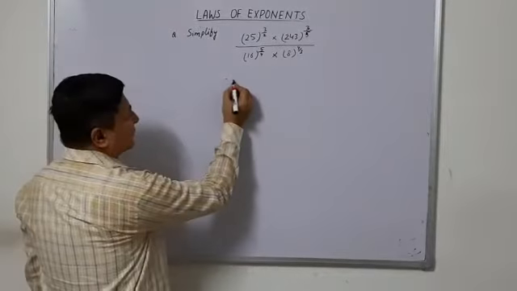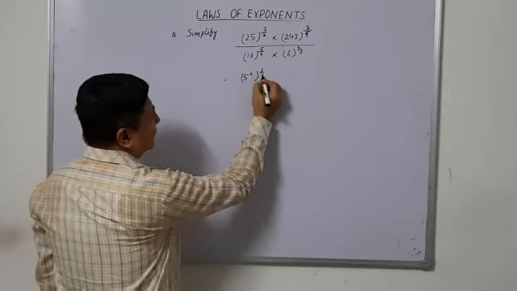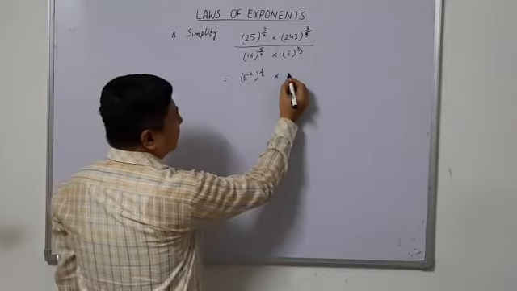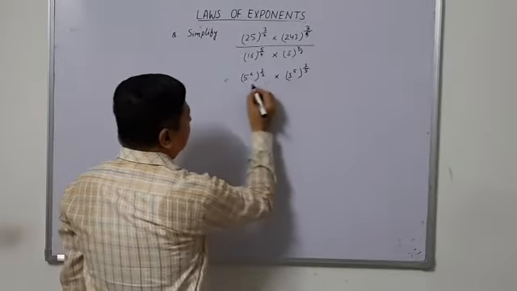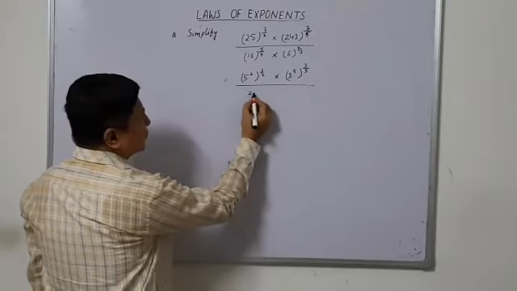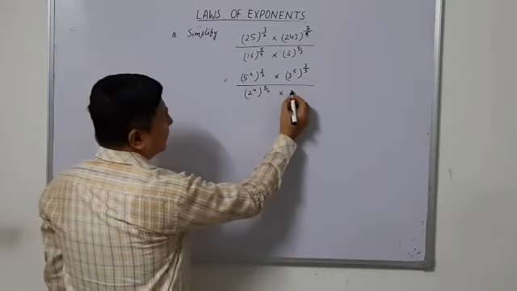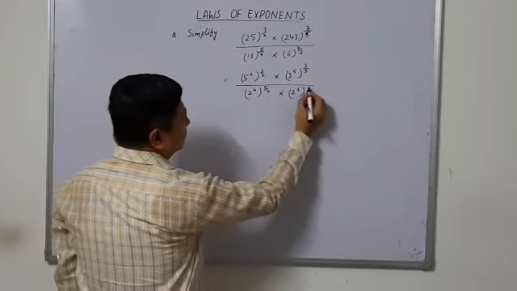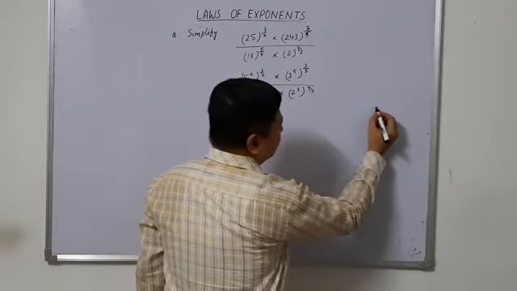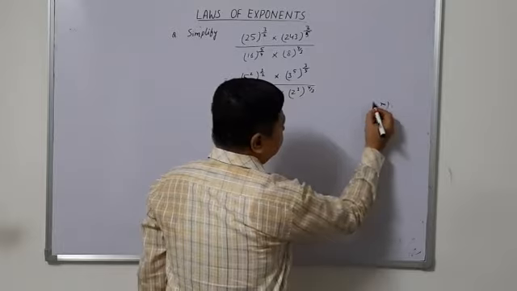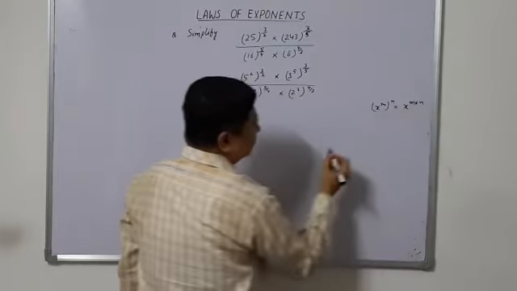Now 25 can be written as the square of 5. 243 can be written as 3 raised to 5. 16 can be written as 2 raised to 4. And 8 can be written as 2 cube. Now we'll be using this law of exponents, that x raised to m raised to n is equal to x raised to m into n.